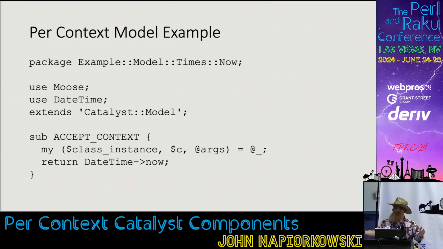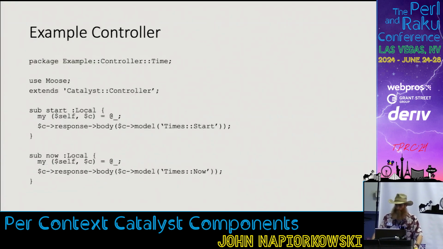So this is a quick example. It's a controller that was using these two models. One was the start time, and one was now. The first one is an application model, and the second one is a per context model. And this is exactly what it looks like if you were just to curl it. If you hit the application model, every time you hit it, you'll get the same time, because it gives you the time the application starts. Whereas if you hit the per request model, it gets a new one each time, so you get a new time.